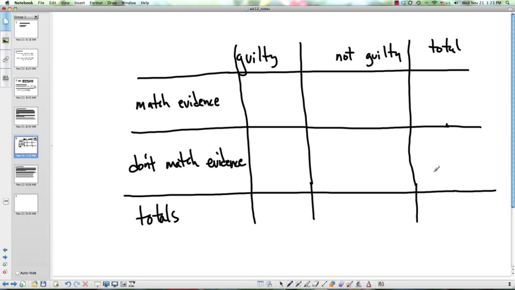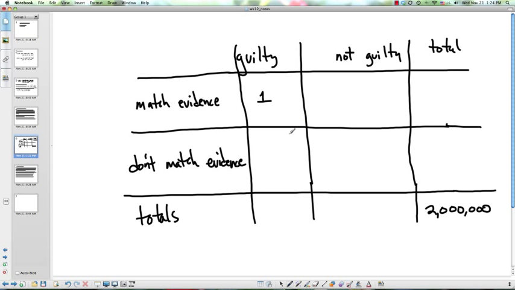Now, the first place that we could start was that there were 2 million people in the city. So let me put that as a total down here. 2 million. Another thing that we were given is that there was one person that committed the crime. One person that's guilty. Now, that person that's guilty was among the 7 people that matched the evidence, so I'll include them here, that they're guilty and they match the evidence.